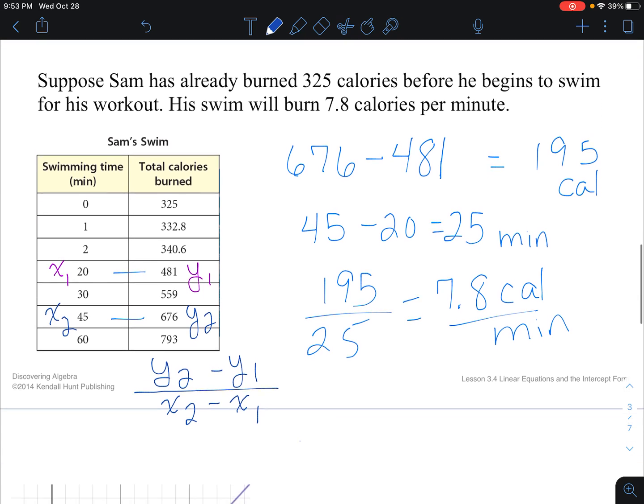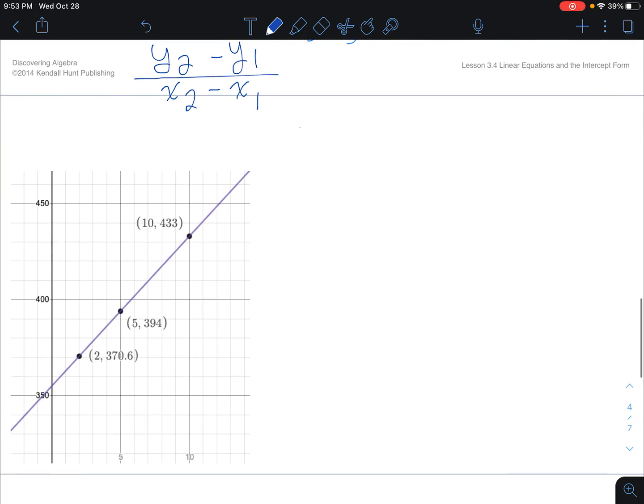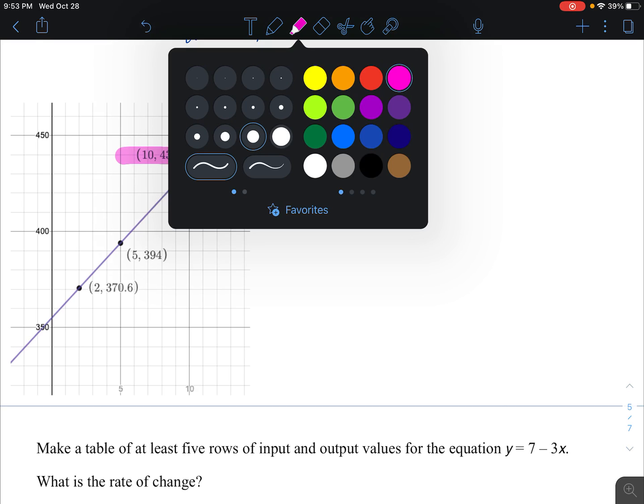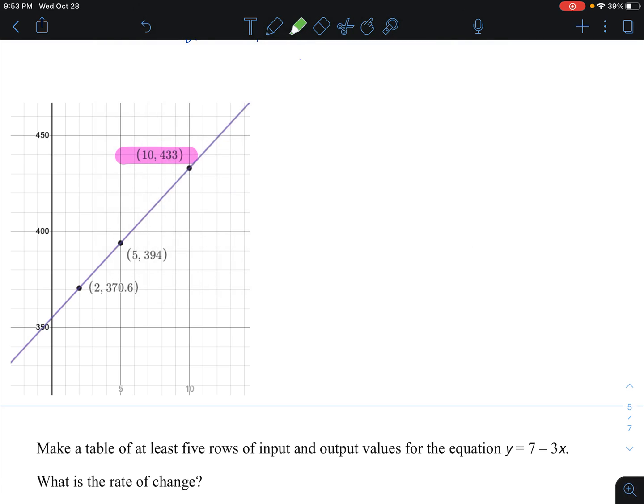And I'll do another example. So here, we'll make this one be our X1, Y1. And this can be our X2, Y2. So let's label those.